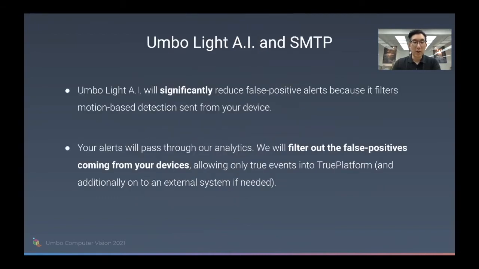So first up, Umbo Lite and SMTP. Umbo Lite AI will significantly reduce false positive alerts because it filters motion-based detection sent from your devices. Your alerts will pass through our analytics and will filter out the false positives coming from your devices, allowing only true events into True Platform and additionally onto an external system if needed. This includes Sentinel or Imix or Manitou. Any of those VMSs work just fine.